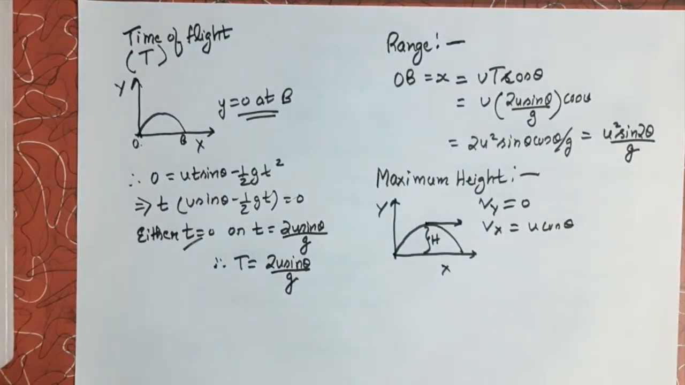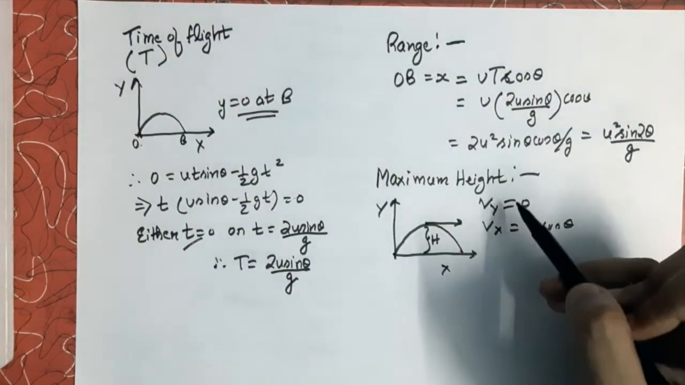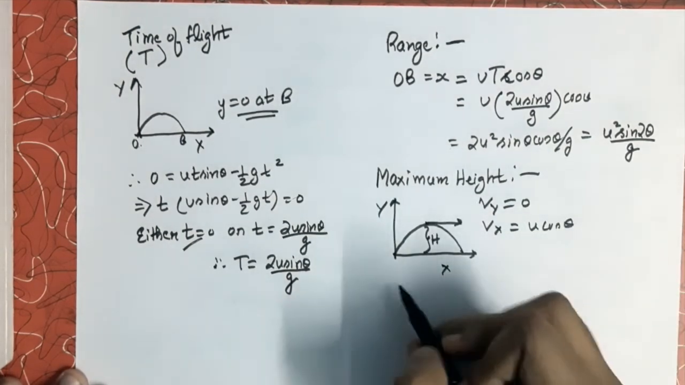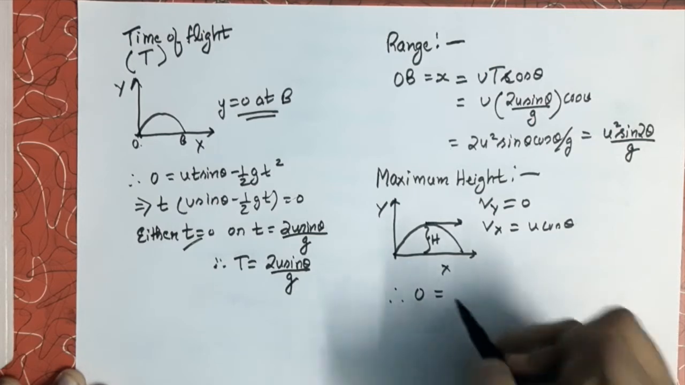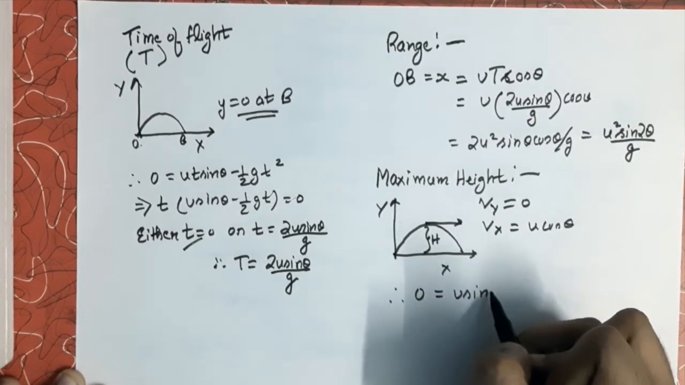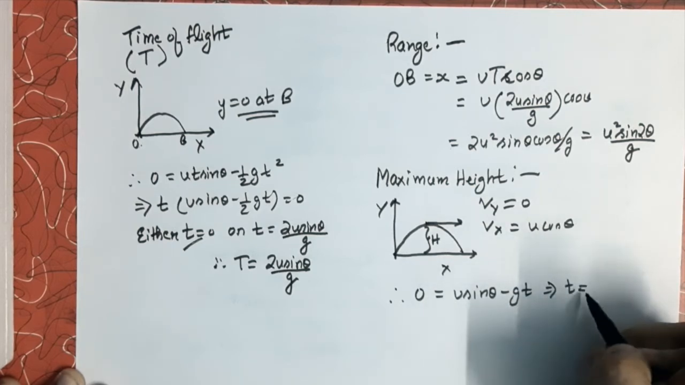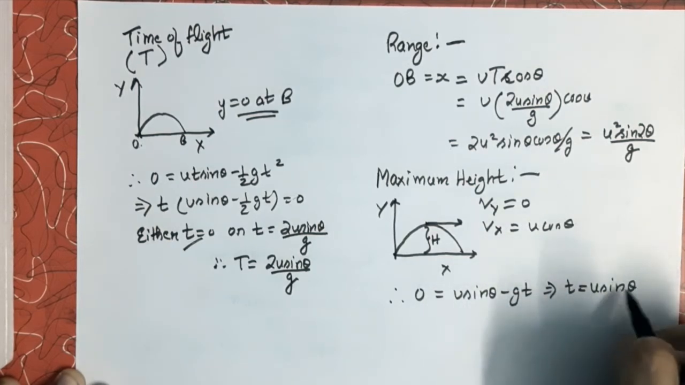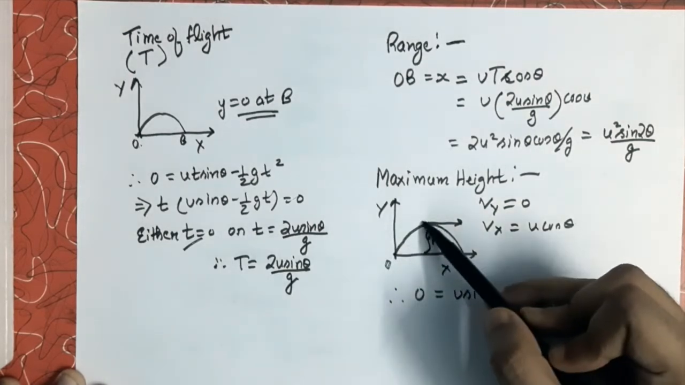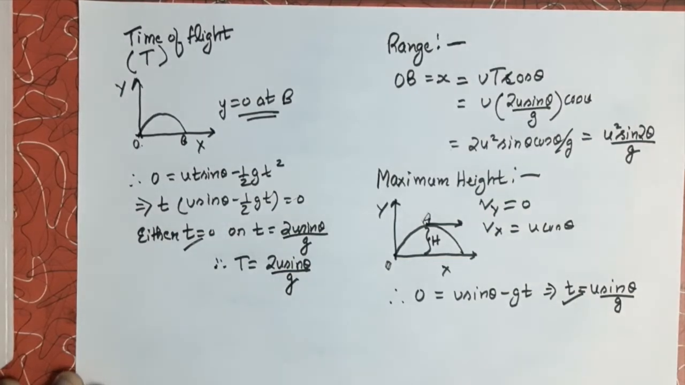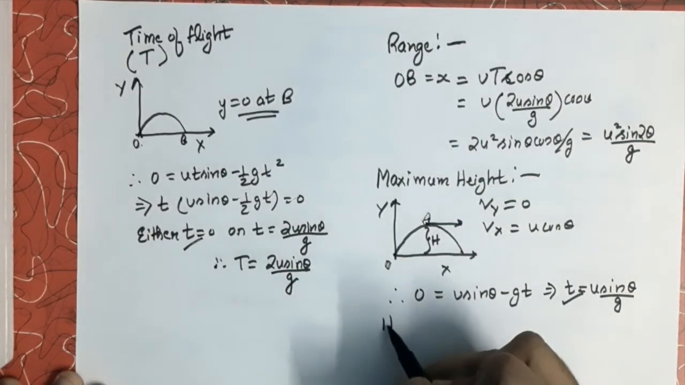How do we find this? We just put these two in the above equations of motion and we get it. So therefore we can write 0 is equal to u sine theta minus gt, or t is equal to u sine theta by g. This t is the time taken to reach from O to this maximum height point A. If we put it in another equation, we will get h.